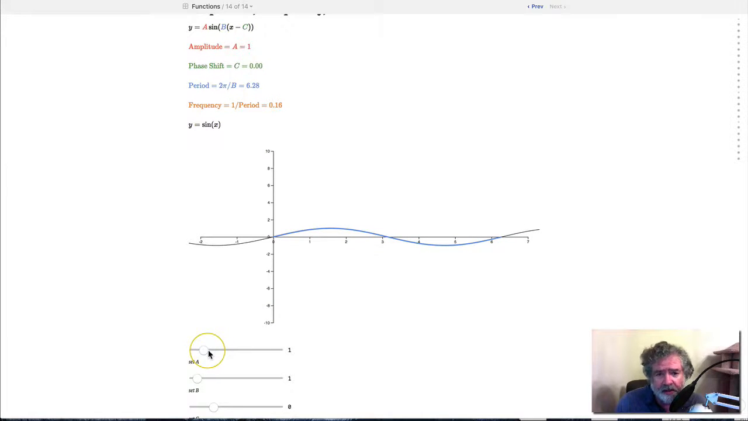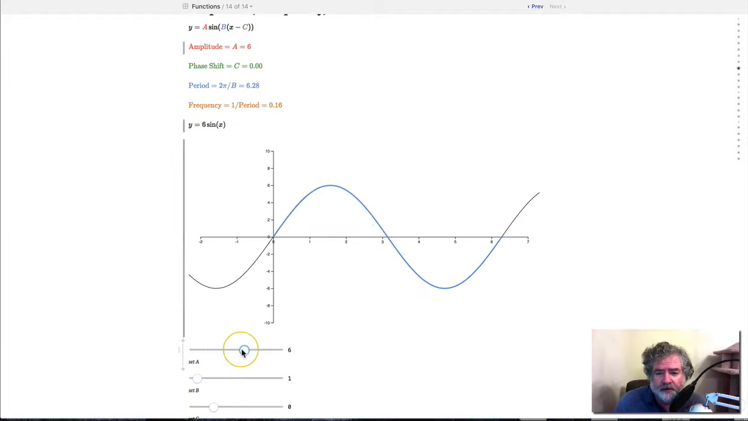So if we change A, we're directly changing the amplitude. So if I move it, it looks like we've moved the amplitude to 6, and that means that the parameter is exactly the same. Okay, so that's easy to understand.